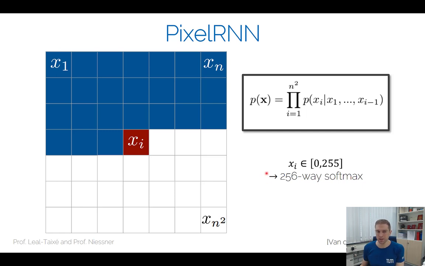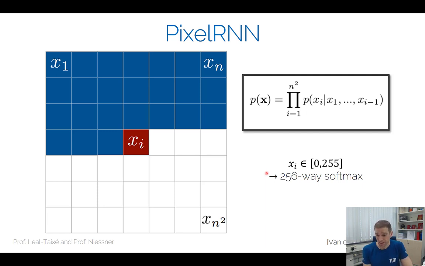In the RGB case, I would simply have three times 256 ways of softmaxes. That's ignored here, but it's pretty straightforward. You train it by looking at your training data, all my images, and trying to formulate, based on the data set and the previously predicted pixels, what is the most likely next prediction. And of course it's all completely self-supervised. I don't need any labels. All I have to do is look at the images and figure out what is the most likely next prediction in this model.